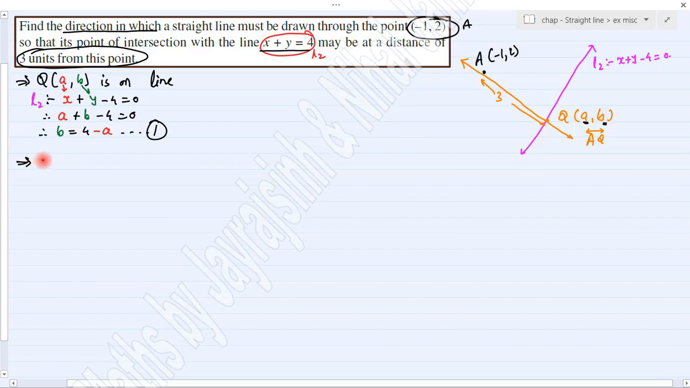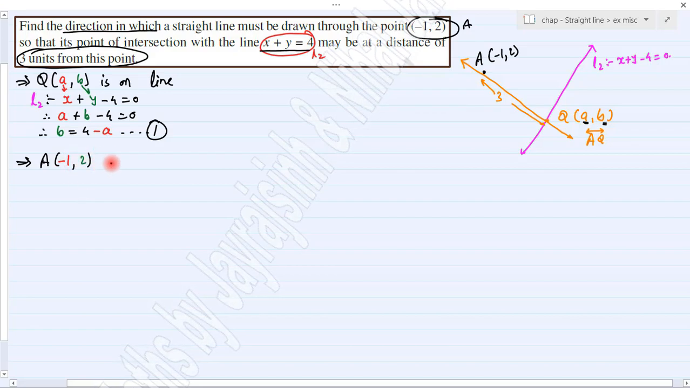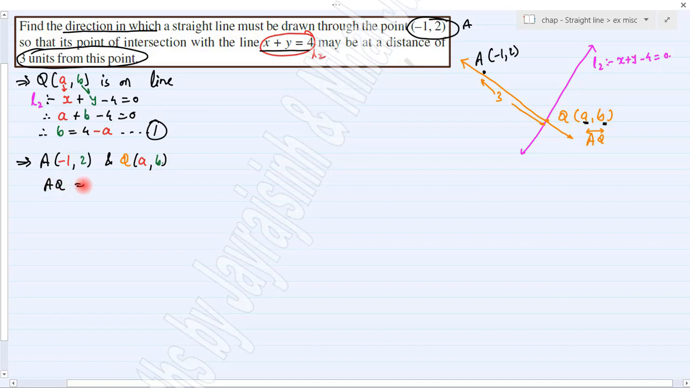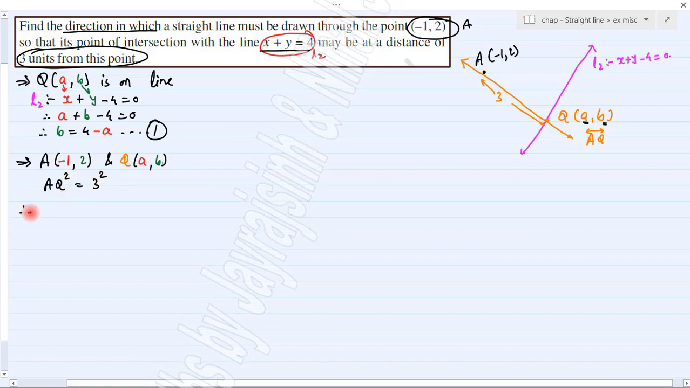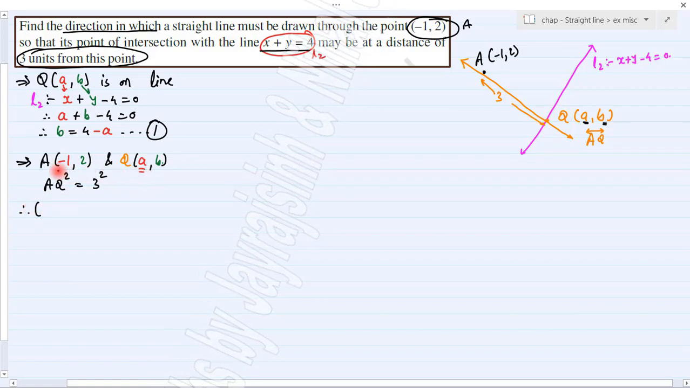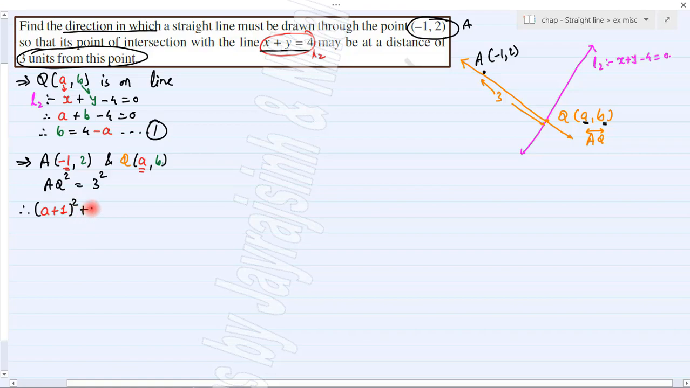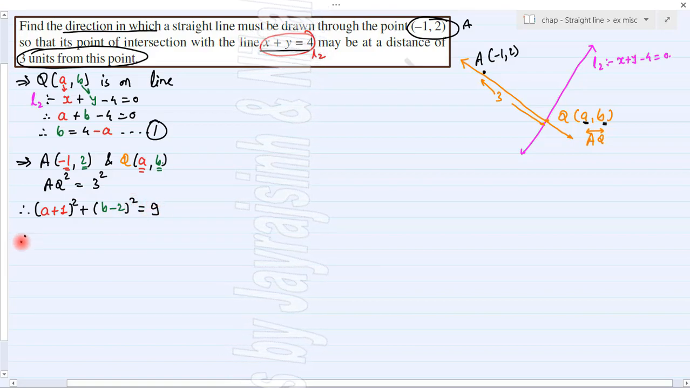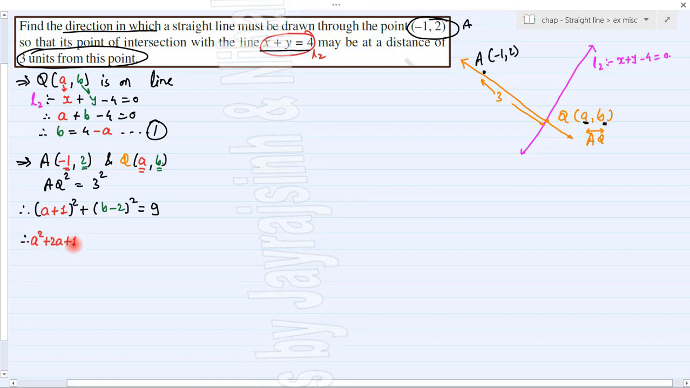Now, it is also given that distance between point A having coordinates minus 1 comma 2 and Q having coordinate A comma B is given by 3 unit. So let's square both the sides. So AQ square is given by difference of x coordinate, which will give us A plus 1 the whole square, plus difference of y coordinate, which will be B minus 2 the whole square, is equal to 9. Now let's expand your A plus 1. We'll get A square plus 2A plus 1.